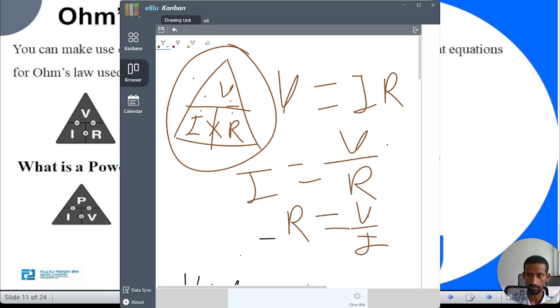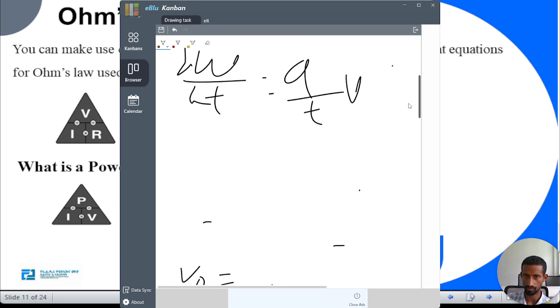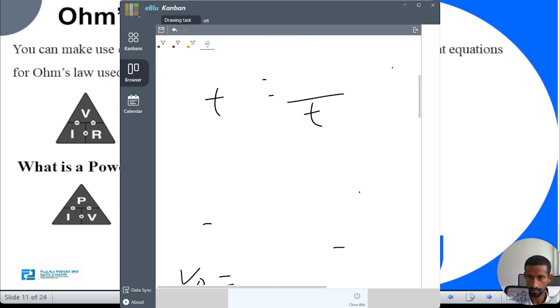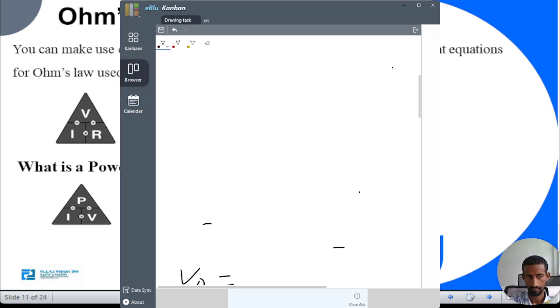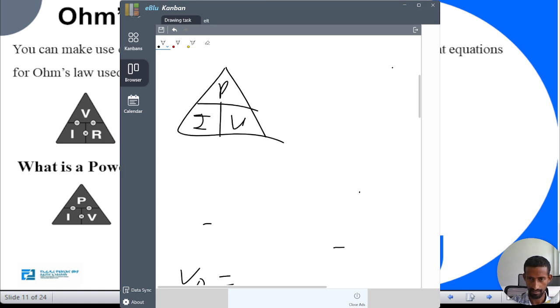Not only this one, but we can also memorize the relation between the power, the current, and the voltage. Let's show you this one also. From the Ohm's law triangle, you can easily see that this is another triangle. This is P, this is I, this is V.